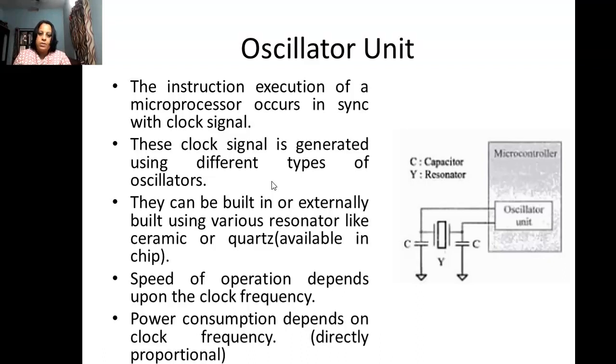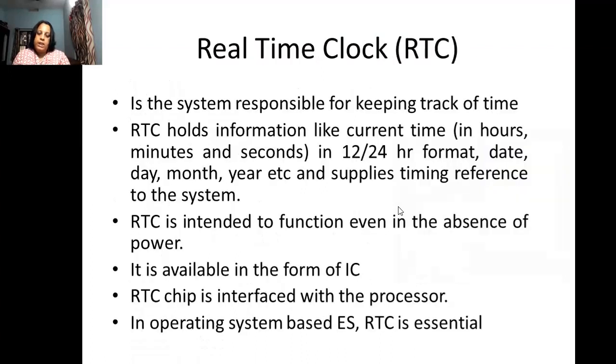Even oscillators can be built into the processor or be an external one. The external oscillator unit shown here is a quartz oscillator unit. Okay, let us see the next element.